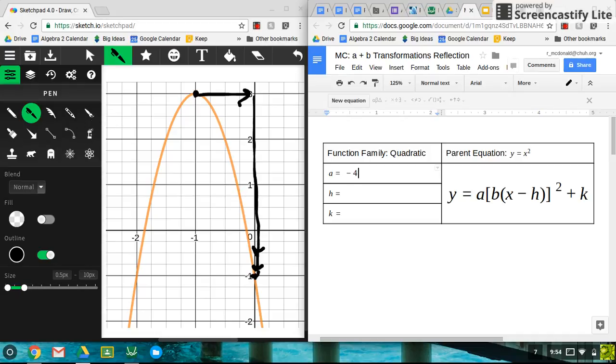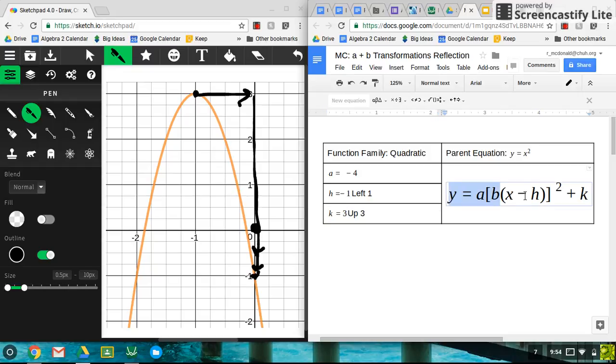So now we have to find the H and the K. So the vertex for a quadratic used to be right here. So it looks like it went from here to here. So that means it went up 3. So up 3. And then it had to go left 1. So that means my H value is going to be -1, and my K value is going to be +3.